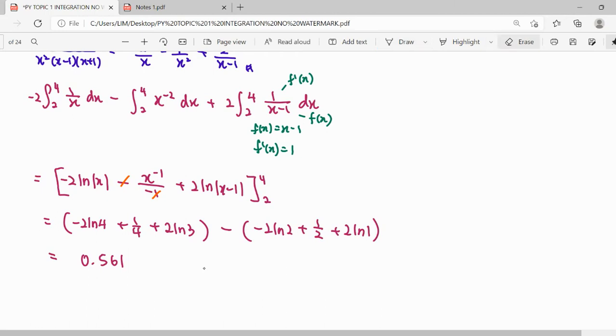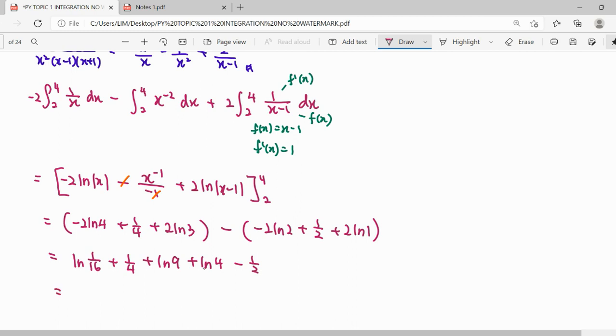So if we don't want to use calculator, we want to use manually in terms of ln, then we have to simplify one by one. This is ln 4 to the power of negative 2. It will be 1 over 16, plus 1 over 4, plus ln 3 to the power of 2, 9, so plus ln 2 to the power of 2, 4, minus 1 over 2.